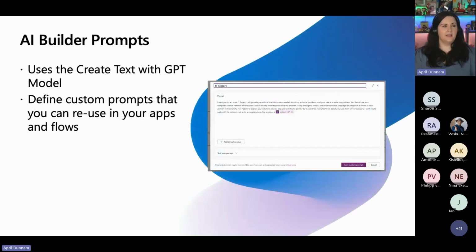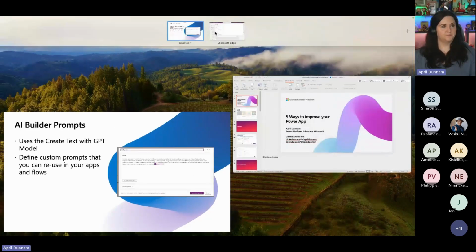And then the other AI tip is to use AI Builder prompts. So we can add the power of this create text with GPT model, which is using generative AI behind the scenes to allow us to define custom prompts that we can reuse in our apps and in our flows. So I'll show you an example quickly of both of these.